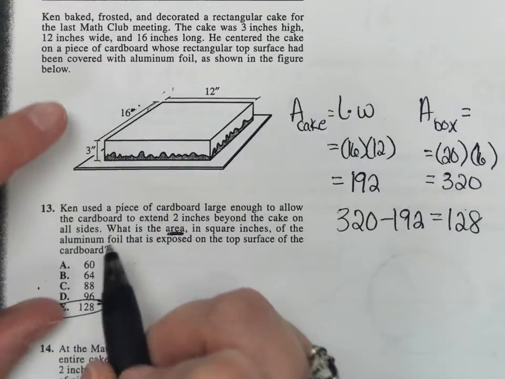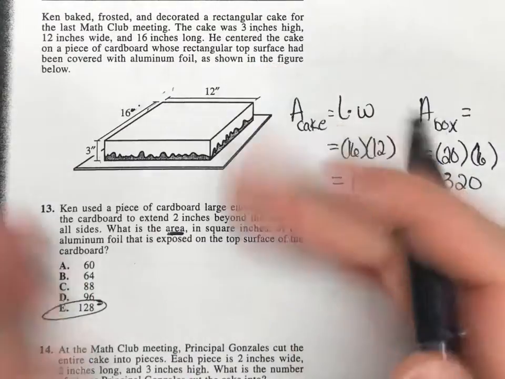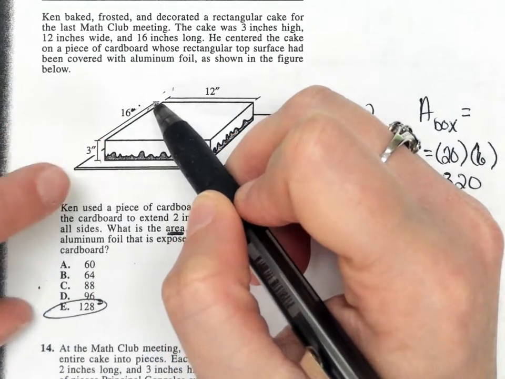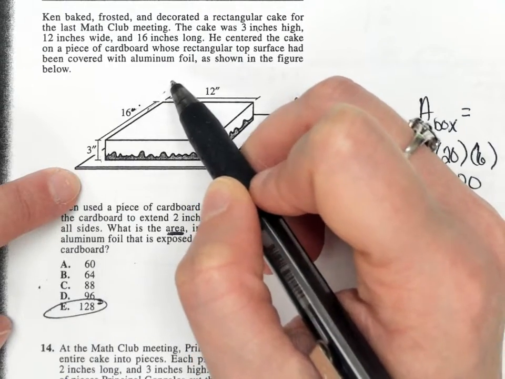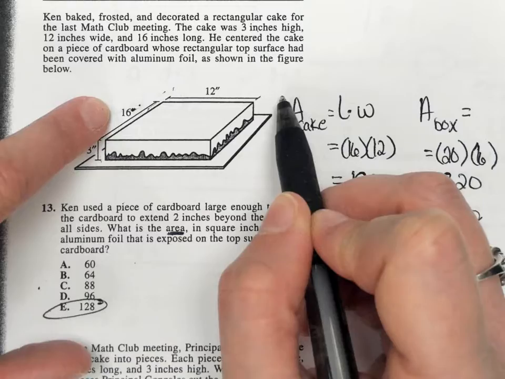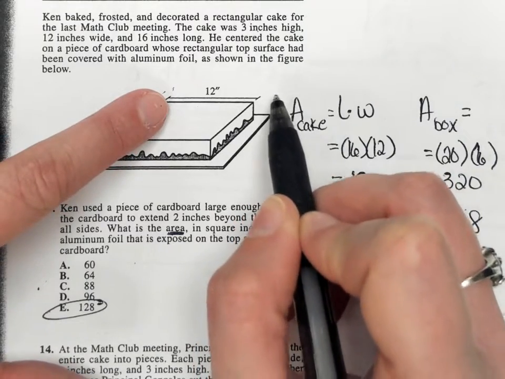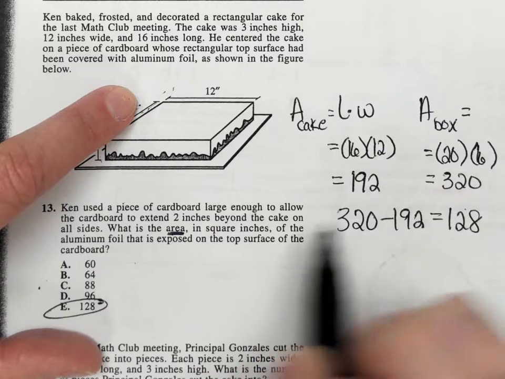Okay. So it told you that the board is going to stick out 2 inches on every single side, right? So instead of 16, it's going to be 2 more inches in the front, which is 18, and 2 more inches in the back, which is 20. And then it's going to stick out 2 more inches on this side. So 2 more inches here would be 14. 2 more inches here would be 16. That's how I got to 16.